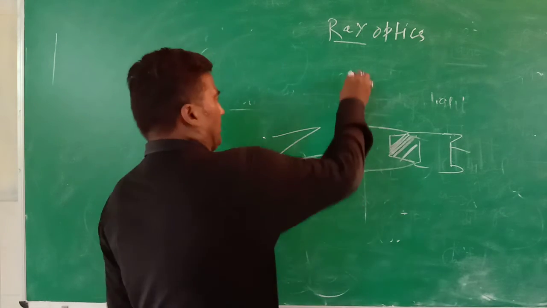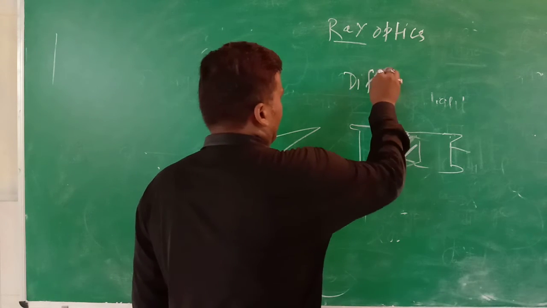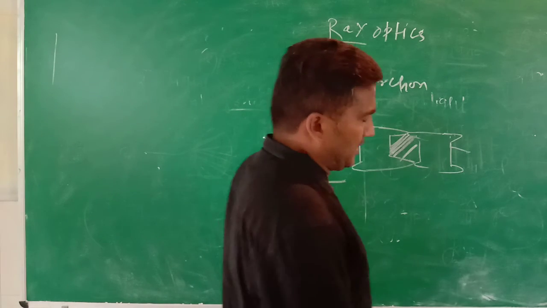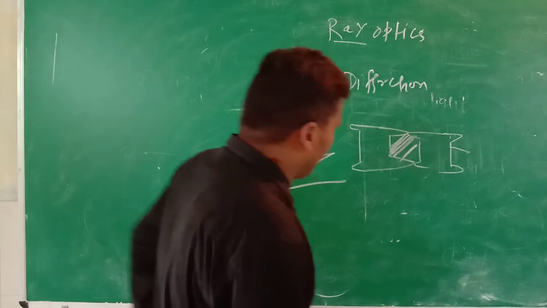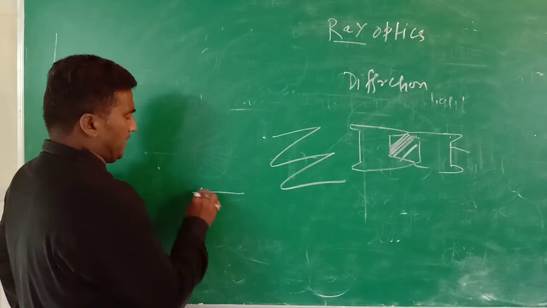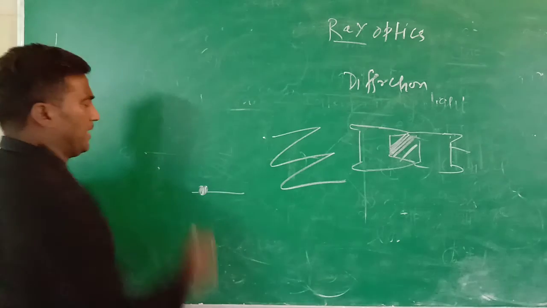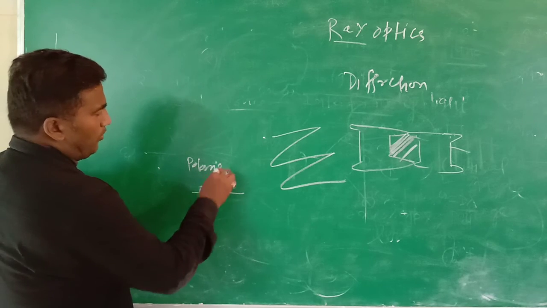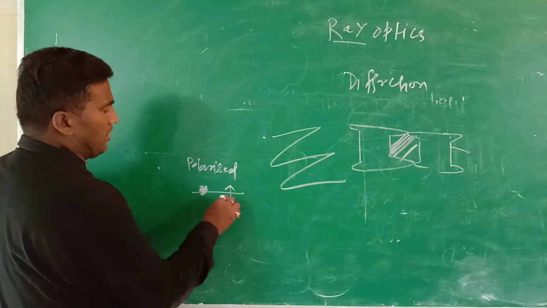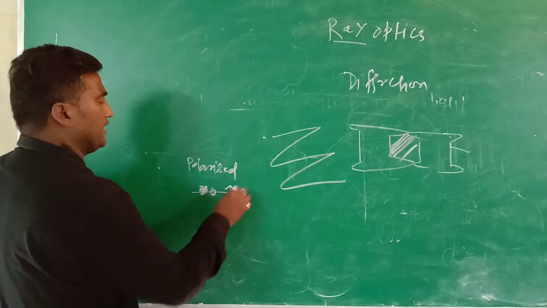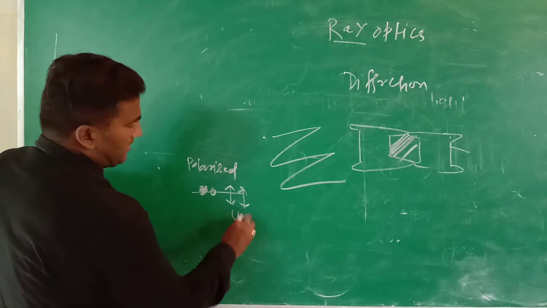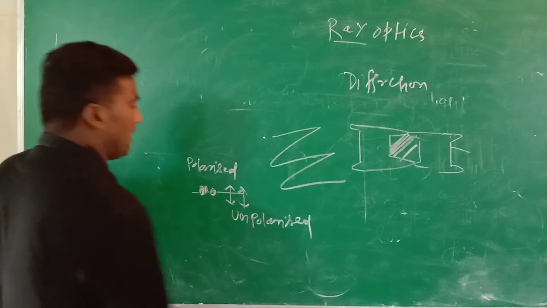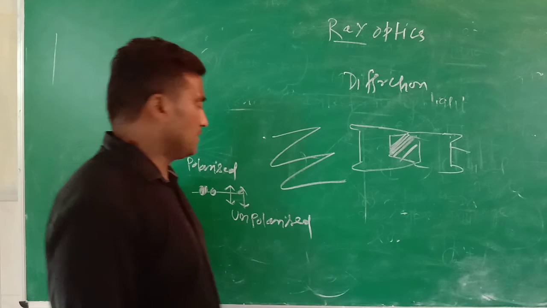Another important topic is polarization. What is polarization? When a high intensity ray of light, which is a transverse wave, is represented by a dot, it is known as polarized light. If the intensity of light is weak, it is known as unpolarized light, and it is represented by a double line.